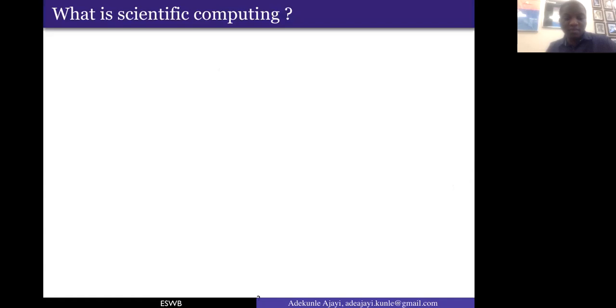So what is scientific computing? Since this is a series under the theme scientific computing, we should be able to understand what scientific computing is. And I'm not going to be saying anything complex. I'm just going to be saying things in simple terms for us to be able to get as much as we can from this presentation.